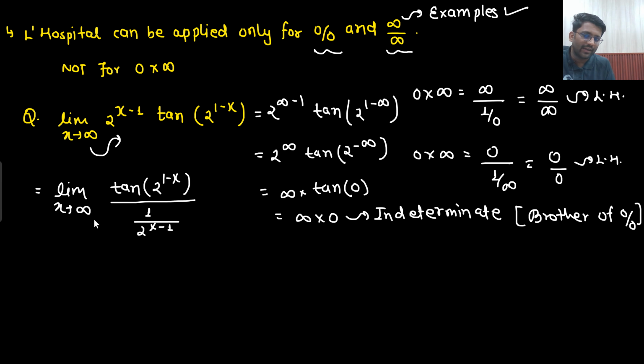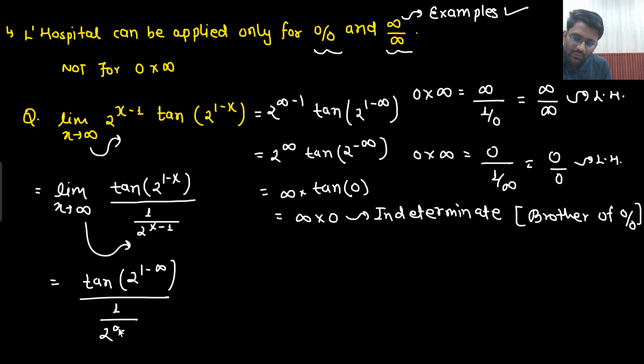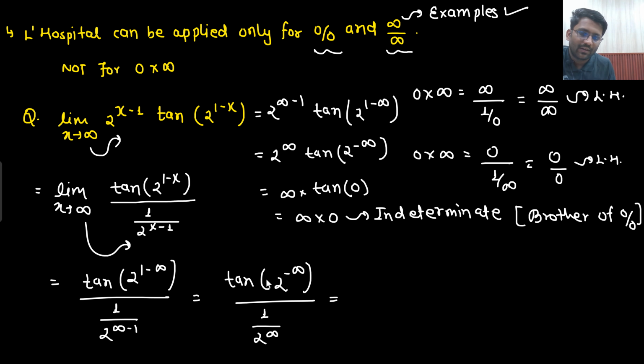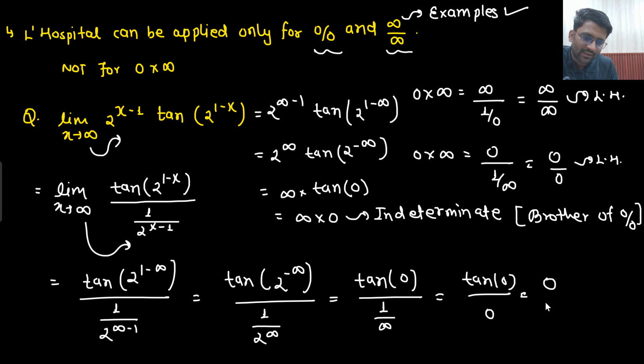So if you put x tending to infinity here, what expression will you get? Tan of 2 to the power 1 minus infinity divided by 1 upon 2 to the power infinity minus 1. So tan of 2 to the power 1 minus infinity will become tan of 2 to the power minus infinity, divided by 1 by 2 to the power infinity. This will become tan 0. And 2 to the power infinity is infinity only. So this will become tan 0 divided by 0. So yes, it is a 0 by 0 form.